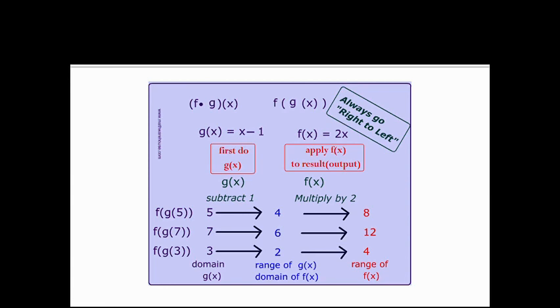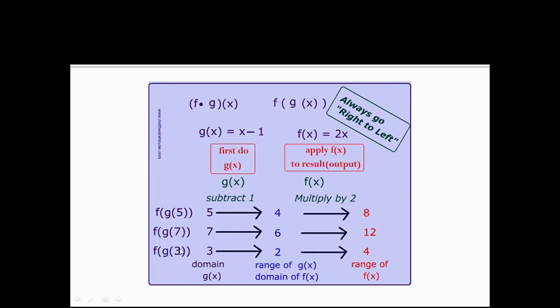This is another example for describing the composition function f dot g of x, which can also be written as f of g of x. And you must keep one thing in mind in this example, that you always go from right to left. f of g of x means first we have to solve this g of x. Here g of x is equal to x minus 1, meaning whatever the value of x inside this g, it will subtract 1 from this value.